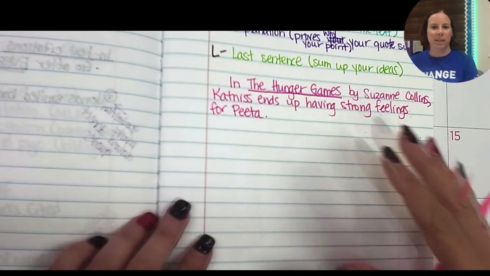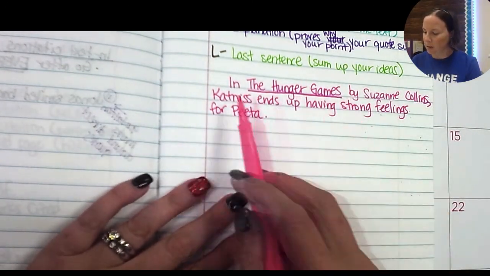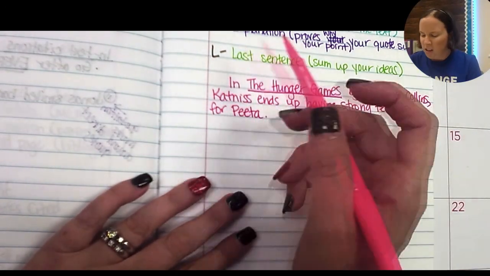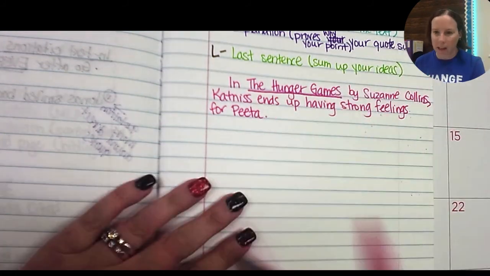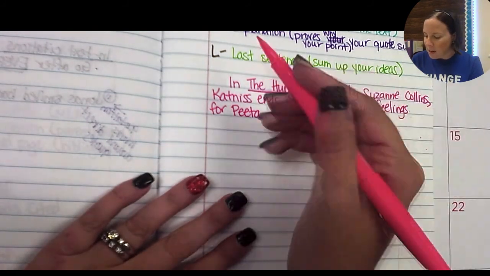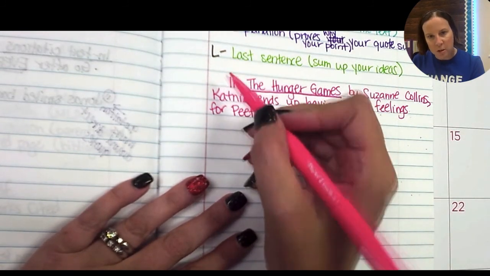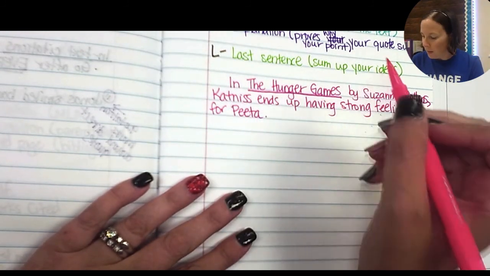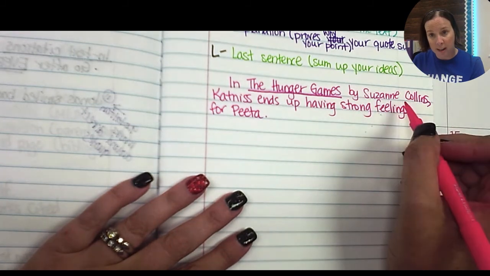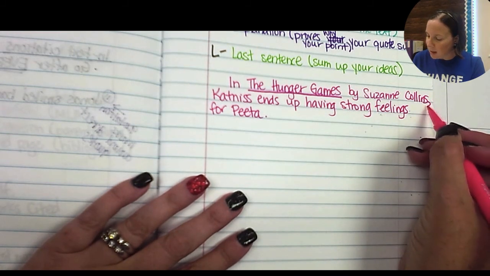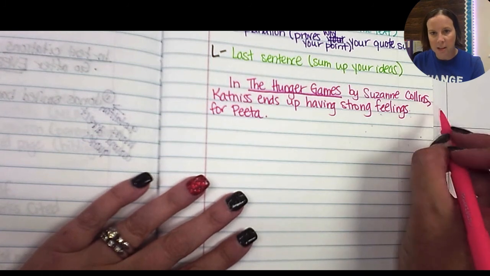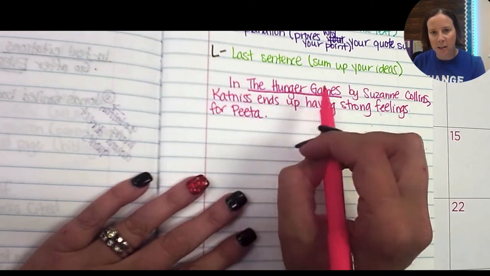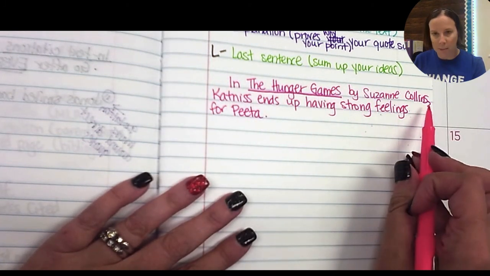Okay, so here's my point sentence. It is in the Hunger Games by Suzanne Collins. Just throwing this out there because I want you guys to consistently be thinking about sentences. The word "in" is a preposition, so "in the Hunger Games," and then "by" is also a preposition, "by Suzanne Collins." So we have to have this comma because it's technically a prepositional phrase that starts the sentence. So after you put your title and your author, you're going to put a comma, okay?